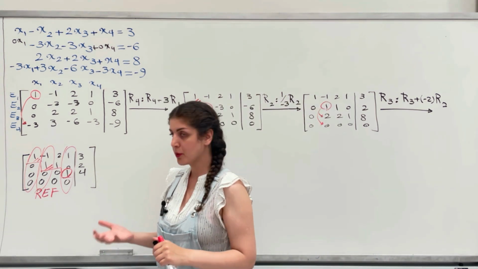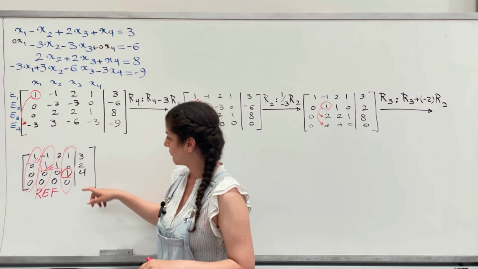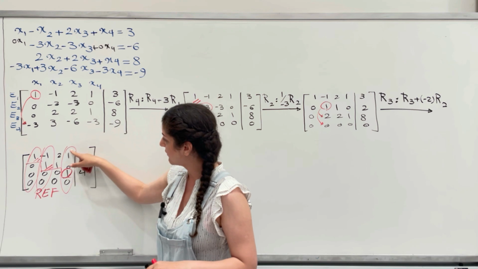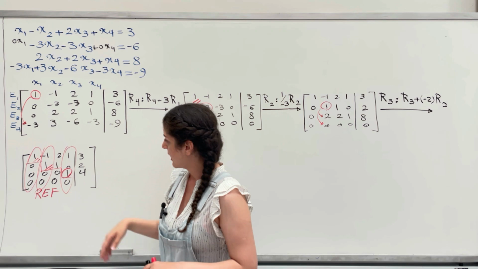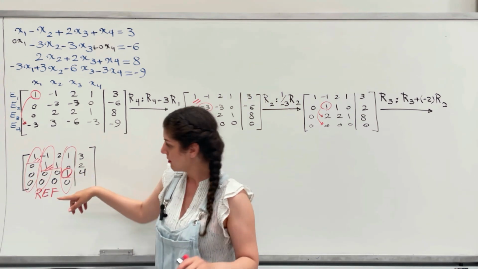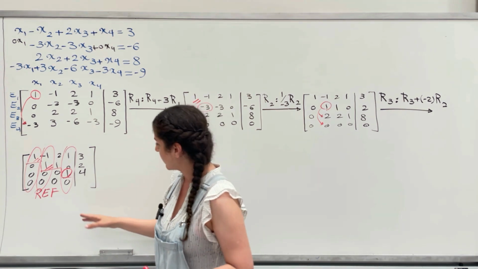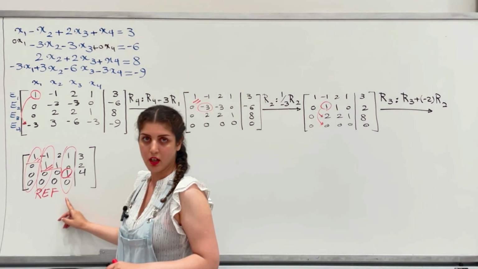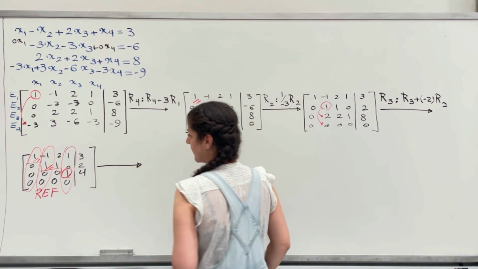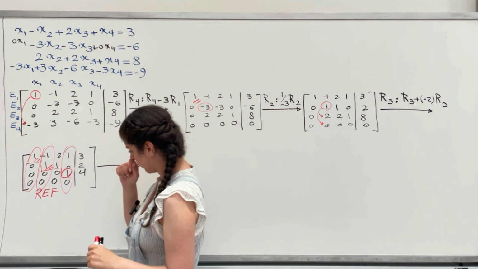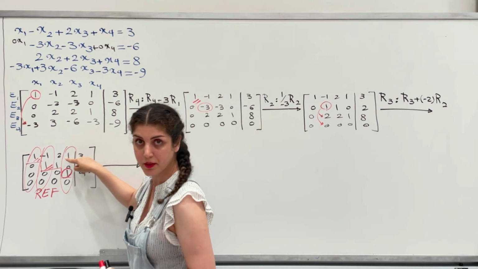The additional rule for the Gauss-Jordan method is that we want everything also above the leading ones to be 0, right? So everything under them is already 0. We want to make everything above them 0 as well. So I'm going to start with the very last column. Okay. And I'm going to use this row to make this one 0.